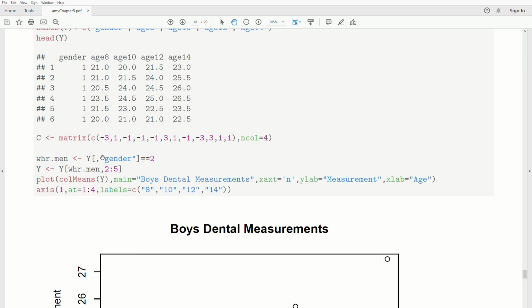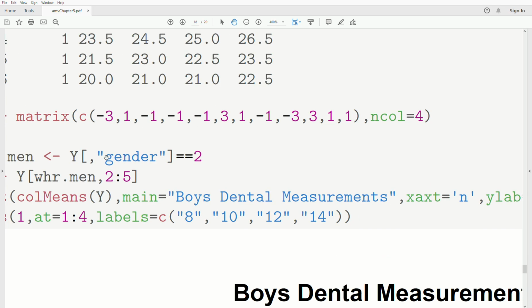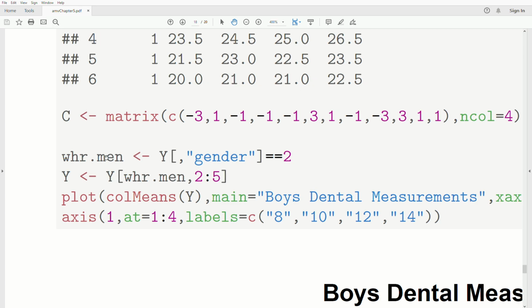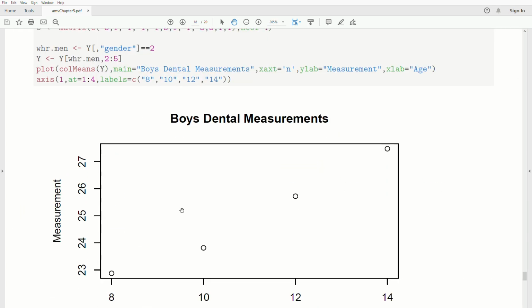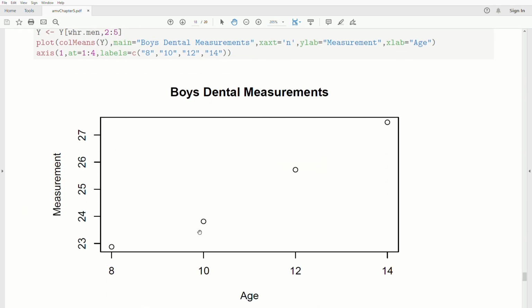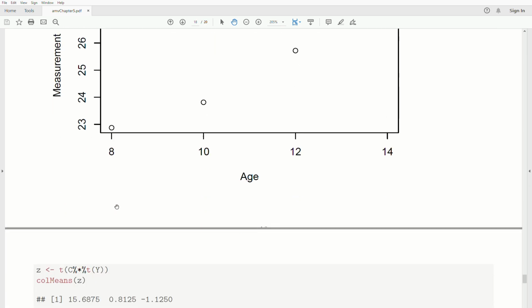Now, what this next step does is it isolates the boys. So I create a vector of trues and falses. And so when I subset the y vector, I want columns 2 through 5, which is just the data for boys only, and I put it back in y. Now I plot the data so you can see this at age 8, 10, 12, and 14. You can see that it's pretty much a linear trend, right? So I'm hoping this test indicates that.